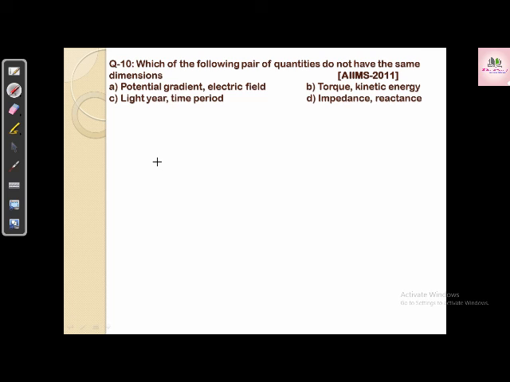That is option C, because it has the light year as well as the time period. Light year is used in astrophysics to measure large distances, for example the distance between Earth and Sun, or between Earth and any star. Time period is purely time, so it has the dimension of time. Light year has the dimension of distance, and time period has the dimension of time, so both have different dimensions. So I can directly mark option C as the correct answer.